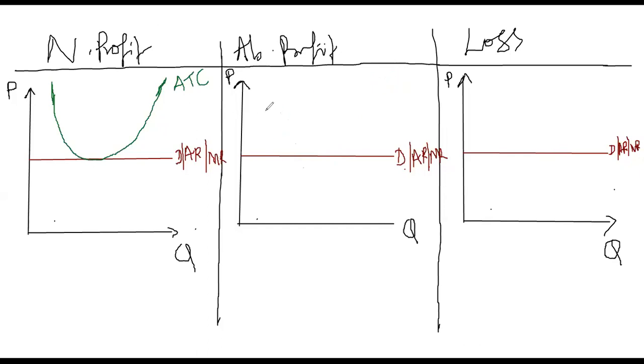ATC curve, draw properly. This is ATC. Now, loss. During the loss, revenue is less than the cost. So I should draw the ATC curve above the AR curve.